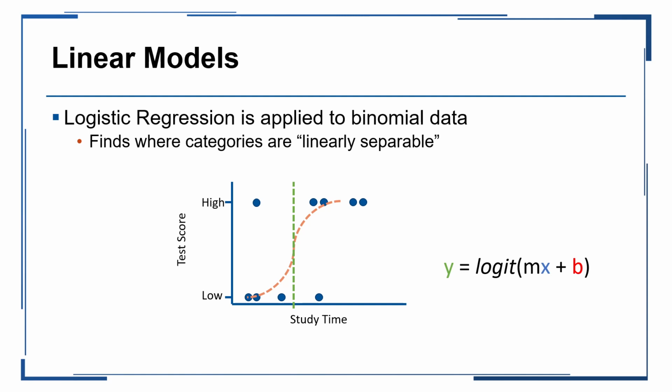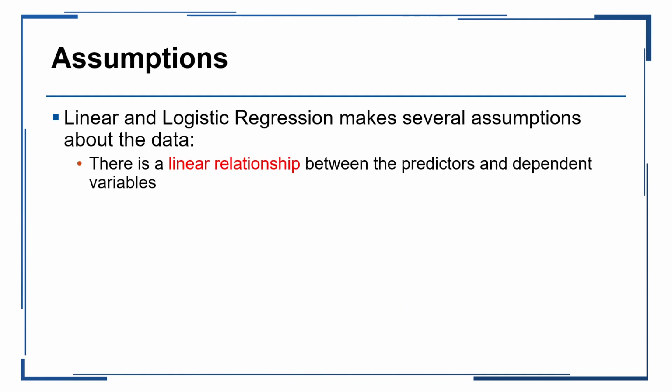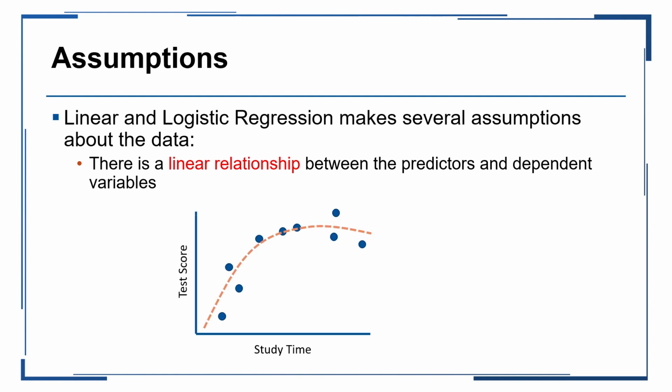In mathematical form, we can see that the logistic regression model looks very similar to a linear regression with just the addition of this logit function. It is important to remember that both linear regression and logistic regression are linear models. They can only model linear relationships between predictors and dependent variables. That means that if the actual data were to look like this, where we see some amount of diminishing returns as study time increases, a linear regression model would be unable to fully represent this relationship. Instead, it would still minimize error to find the line that best fits the data.